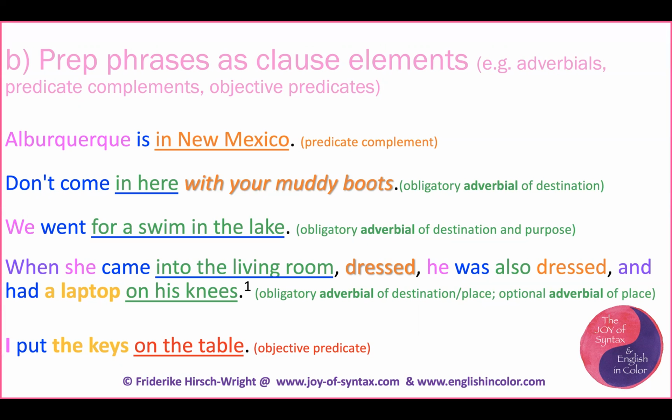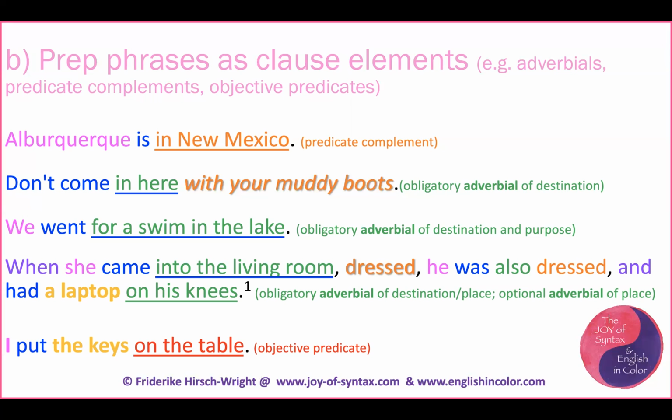Okay, next example. When she came into the living room dressed, he was also dressed and had a laptop on his knees. Into the living room is an obligatory adverbial of destination, and on his knees is an optional adverbial of place. Now, in this particular sentence, he had a laptop is a complete sentence. Of course, in order to have the meaning that is required in this particular sentence, we semantically need on his knees.